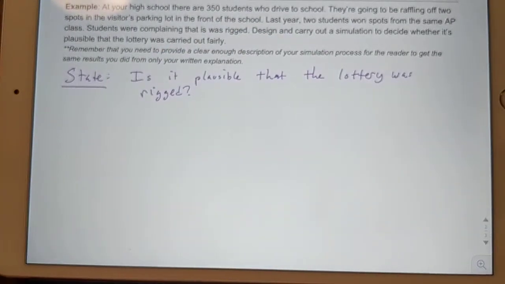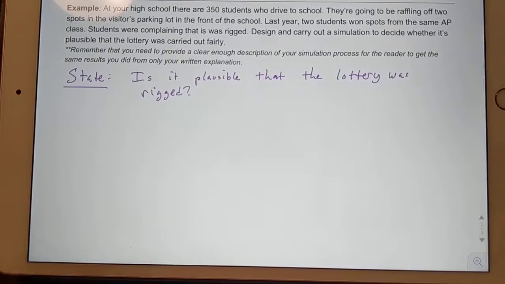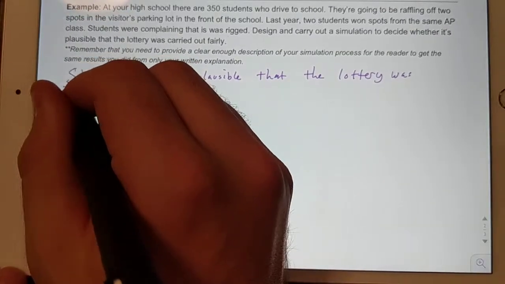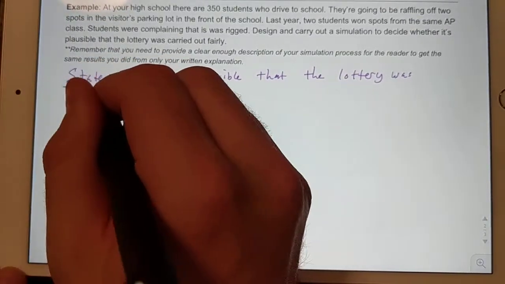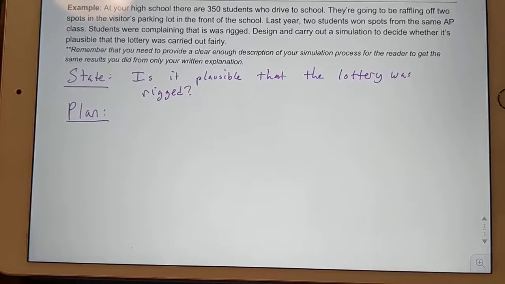And plausible means, is there some kind of reasonable chance that it could be rigged? Not a guarantee, just reasonable chance. The plan. You can use lots of different tools here. We're going to use our random number generator and our calculators.